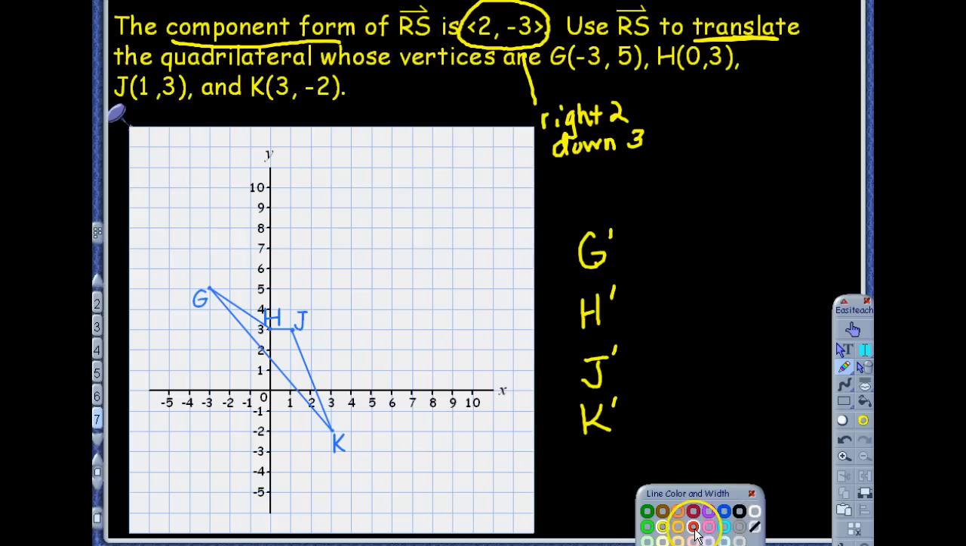All right, so let's just do it kind of by graphing. And then we can also talk about how we could do it without graphing. Okay, so for G, we want to go right 2. So 1, 2, and then down 3. Okay, and that ordered pair is going to be at -1, 2. And I like that you immediately give me the ordered pair because we need that. It's a good habit to get in. Yes. H, we're going to go, again, right 2, down 3. And there we're at 2, 0 for H prime.